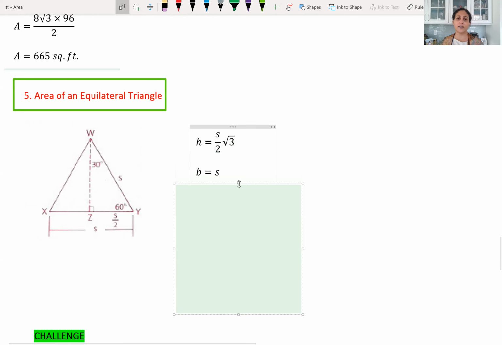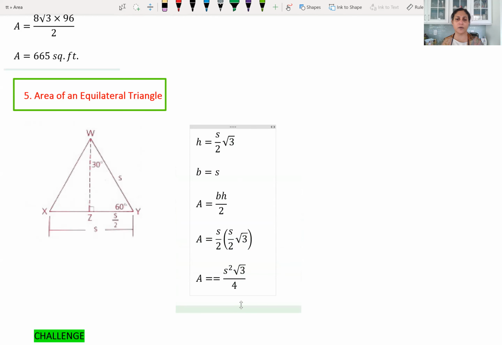We already know that the base, the entire base is S. So base times height divided by 2 is going to be S over 2 times S over 2 radical 3. And the numerator will all multiply out to give you s squared radical 3 over 4. Now, this is something you have to memorize so that you can use it very quickly. So add this to your list of formulas.